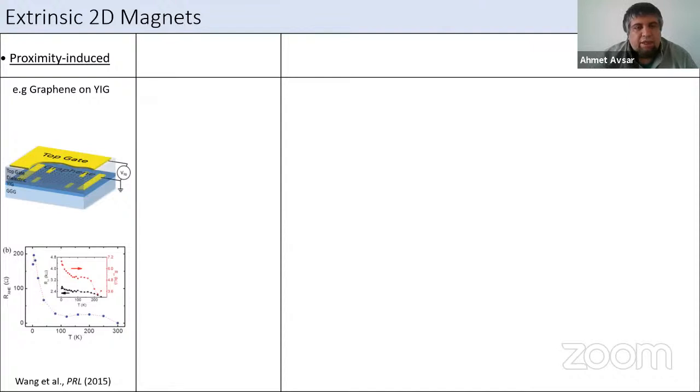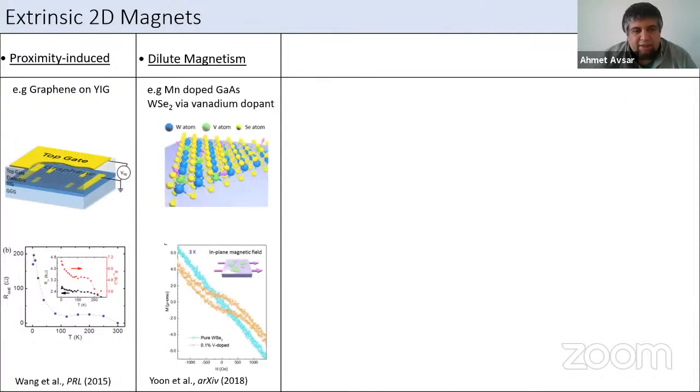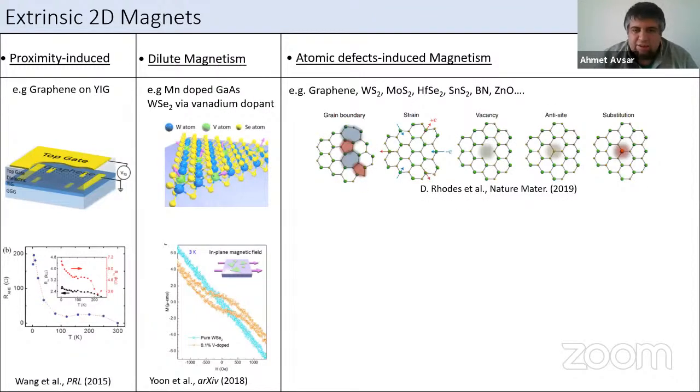Okay, and the second method is dilute magnetism. In this case, you put some atoms on top of these materials, and then they turn into magnetic materials. You can, for instance, check manganese-doped gallium arsenide, or even 2D materials. Recently, it was shown that if you dope tungsten dicyanide with vanadium, you can induce magnetism. And the third approach was defect-induced magnetism.